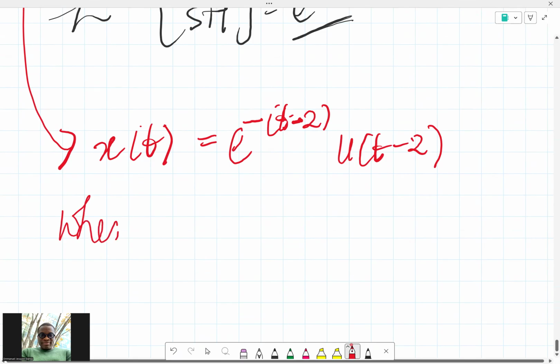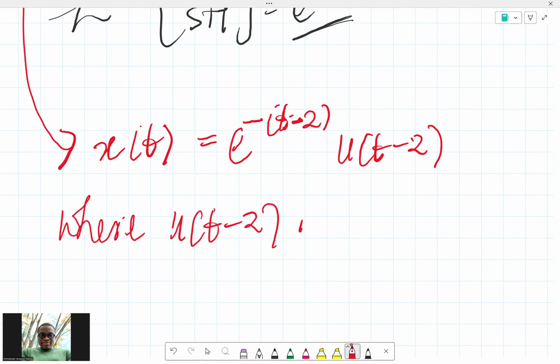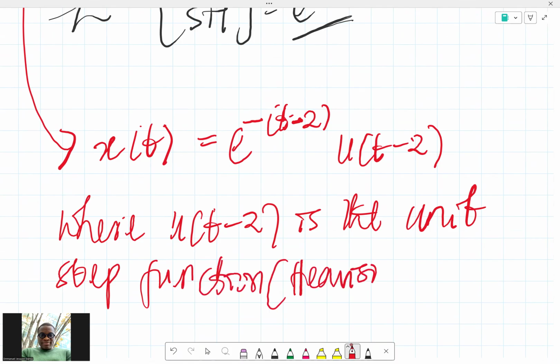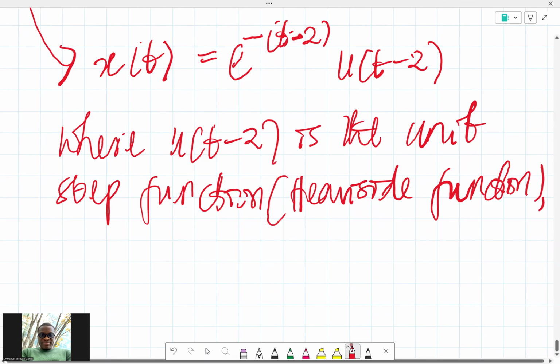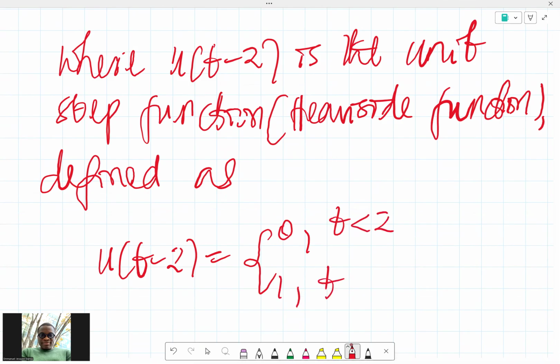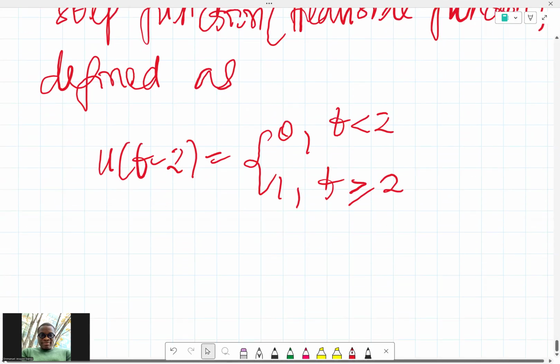Where u of t minus 2 is the unit step function, or Heaviside function, defined as u of t minus 2 equals 0 for t less than 2, and 1 for t greater than or equal to 2. So you see, we started with Dirac delta, and we end up with Heaviside. So it means there's a connection between the two.